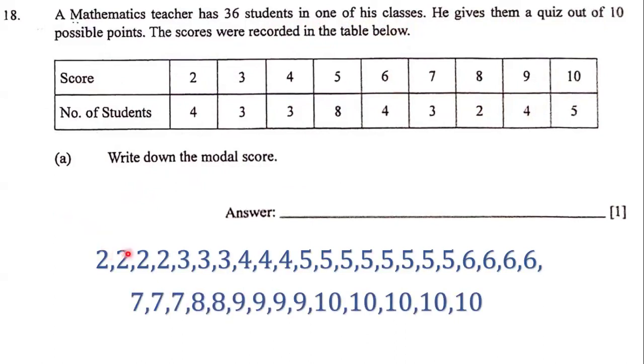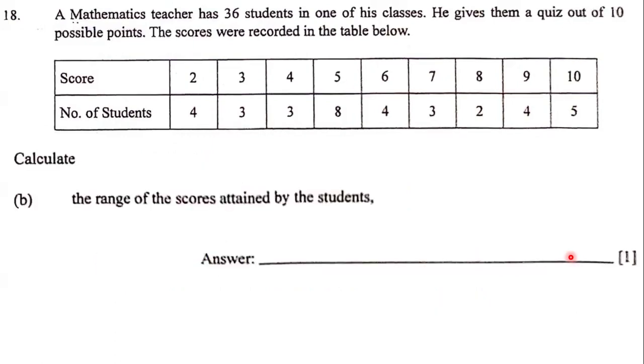We have 2 4 times, we have 3 3 times, we have 4 3 times, we have 5 8 times, we have 6 4 times, we have 7 3 times, we have 8 twice, we have 9 4 times, we have 10 5 times. Now, what number appears the most? Indeed, 5 is the number that appears the most. Let's move on to the next question.